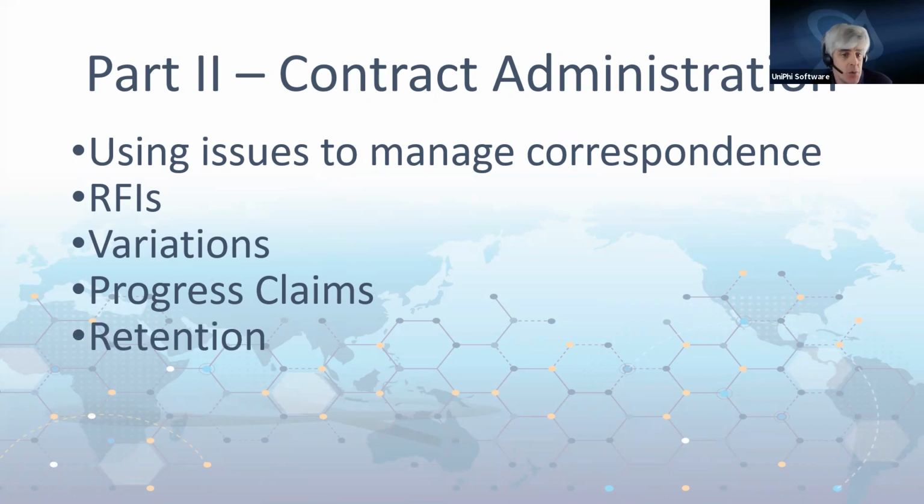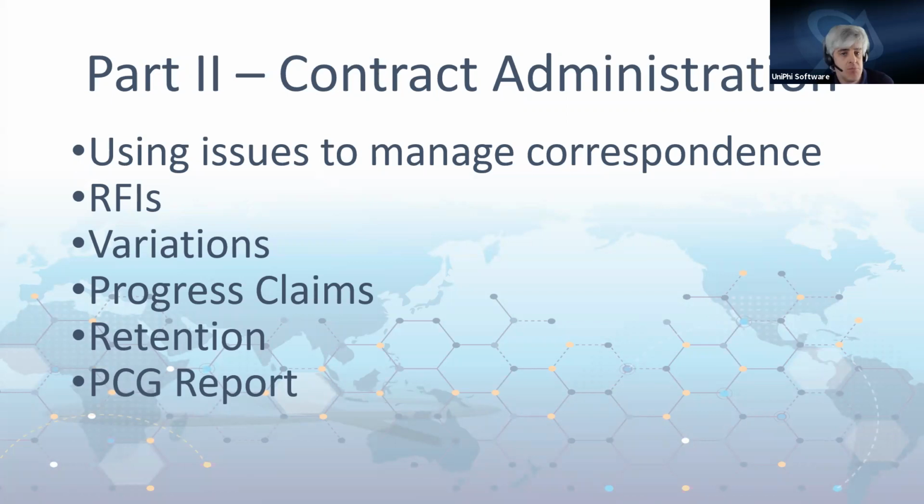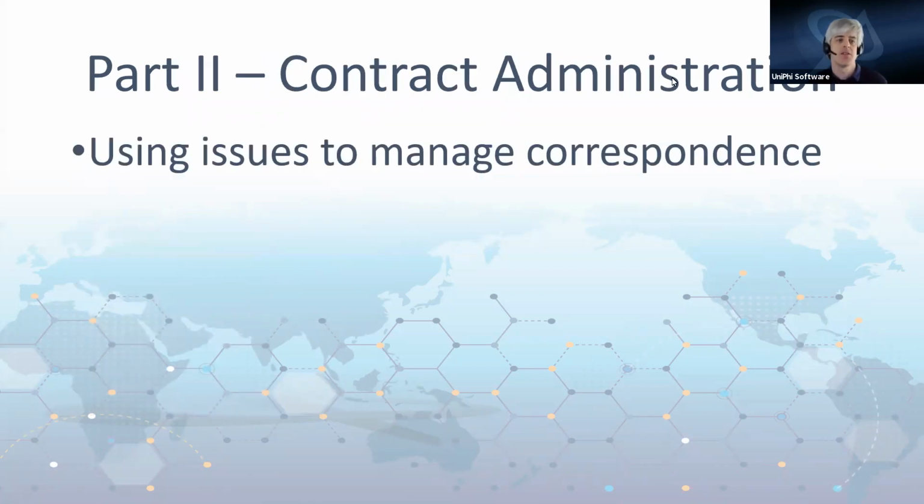We'll then do a progress claim against our contract. Look at how retention works in Unify, where you might need to do that. We'll generate a PCG report. So that's what we're going to do. There's quite a bit to get on with. So we'll just leave it at this here because this is where we are going to start.